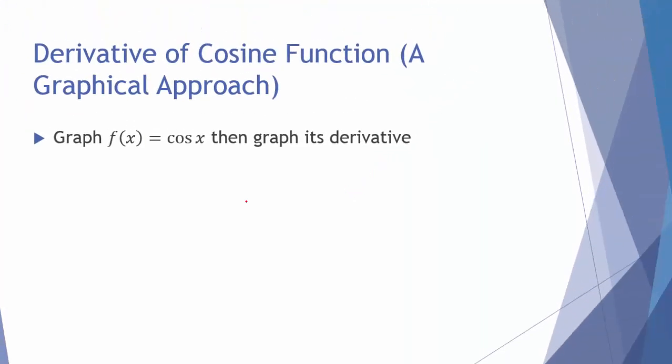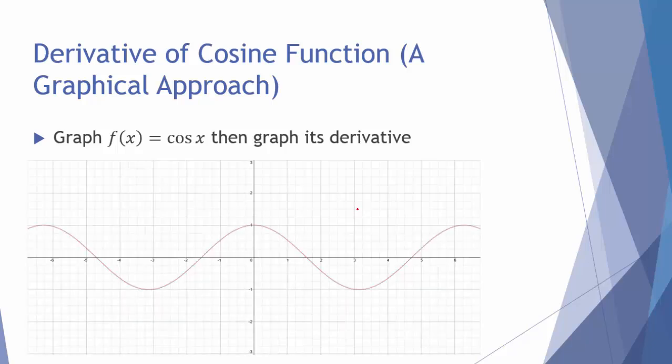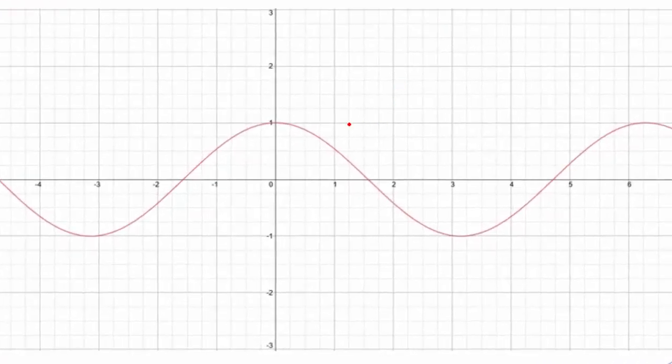We can do the same thing for f of x equals cosine x and try and figure out what its derivative is going to be. Here's the graph of cosine x. It should look familiar. We just graphed it in the previous slide. It crosses the y-axis at 1, where it has a maximum there. So the cosine at 0 is 1, the cosine at pi over 2 is 0, the cosine at pi is negative 1, the cosine at 2 pi goes back to 0, etc.